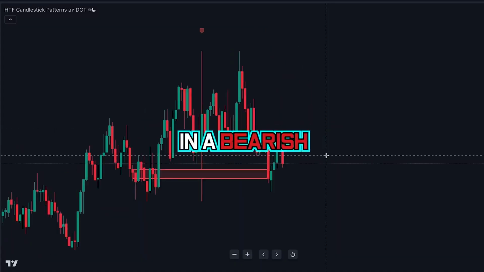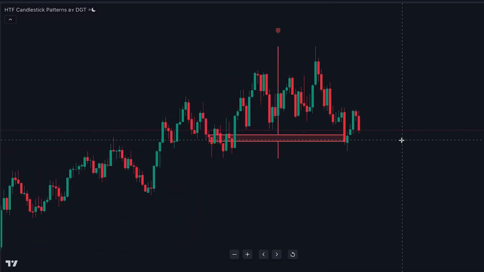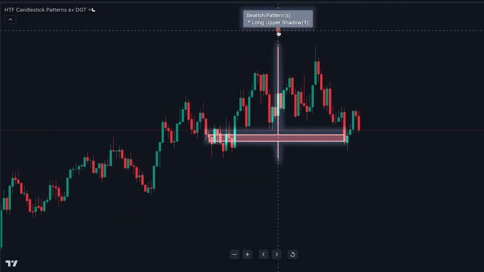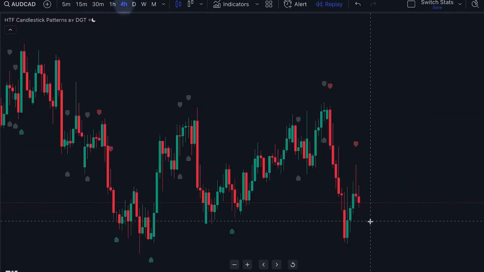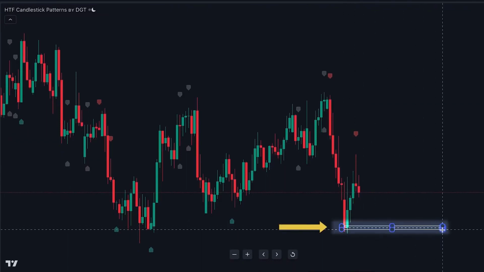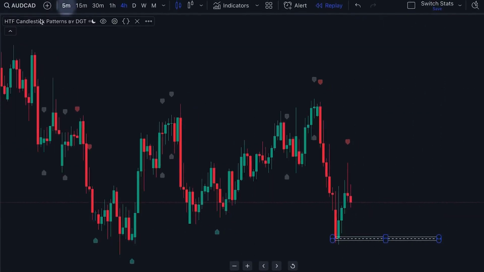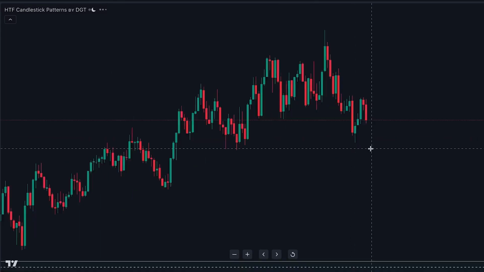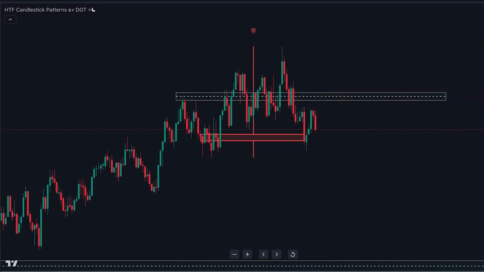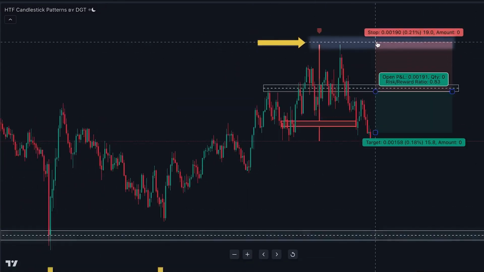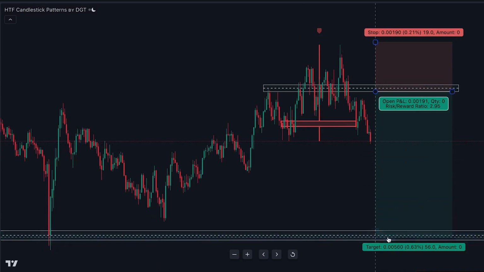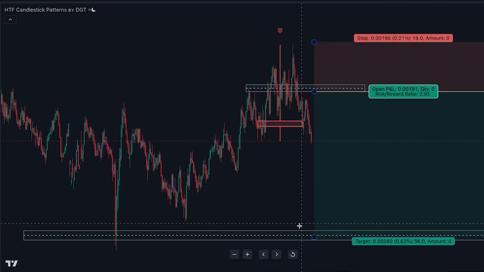It is the opposite in a bearish trade. Here we can see a bearish pattern is detected on the 4-hour timeframe. So let's switch to the 4-hour timeframe and determine our target level. We will now go back to a lower timeframe. Wait for a retracement. Set stops above swing high and target the level from the 4-hour timeframe. Now let's see how the trade plays out.